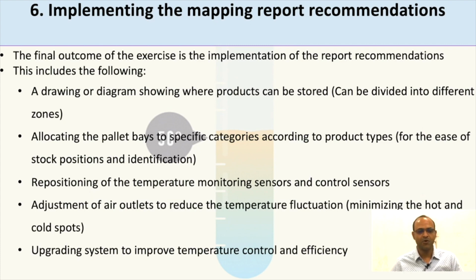Repositioning of the temperature monitoring sensor and control sensors. Now, if it is placed right, it is okay, fine. Otherwise, we have to reposition according to the recommendations. Adjustment of the air outlet to reduce the temperature fluctuation, that is minimizing the hot and cold spots. Upgrading the system to improve temperature control and efficiency. This is if required, then we have to do.